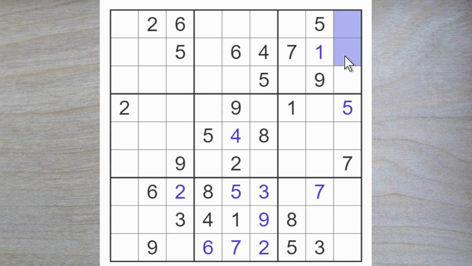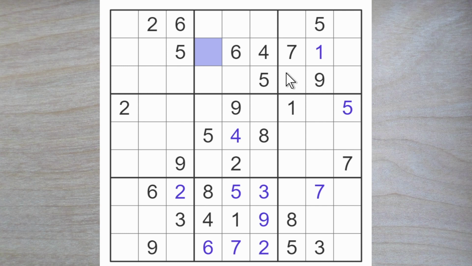But we know that an 8 must go in one of these squares here because this 8 blocks up, and one of these is an 8, right? This must be a 2 or a 9 because we need a 2, 3, 8, and a 9 across here. We know that these are 8 and 3, so here's a 2 or a 9.